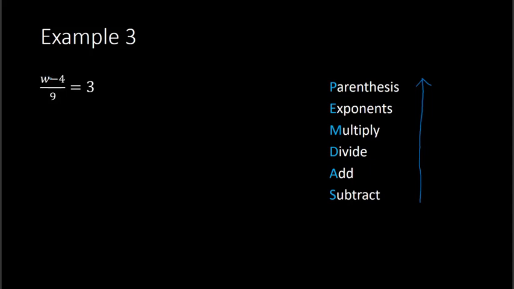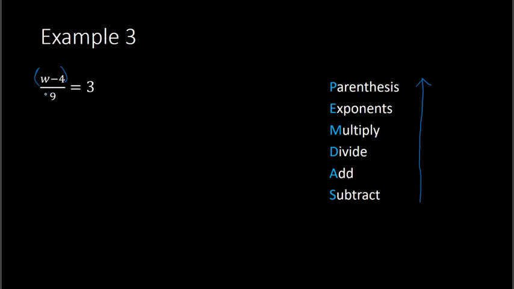However, don't forget that this fraction bar serves as a grouping mechanism. So that means that this entire numerator is one quantity. So I can think of that as being in parentheses. So that would mean that I don't do that until the end. So that means the 9 is what I'd work with first. And this is being divided by 9.